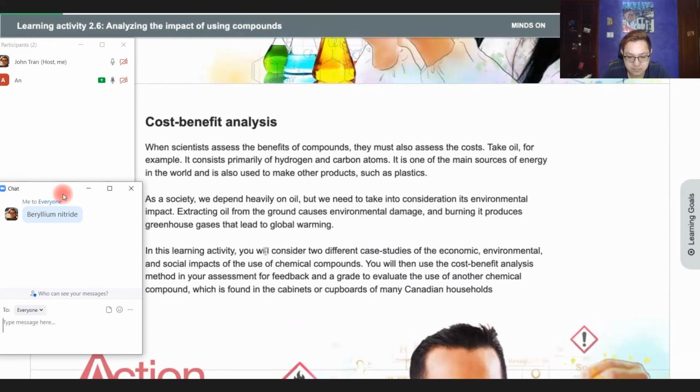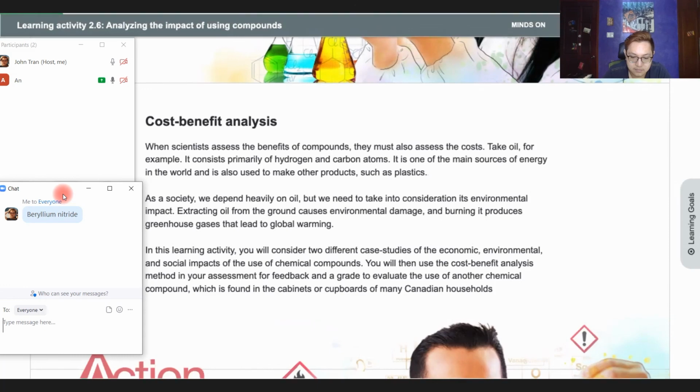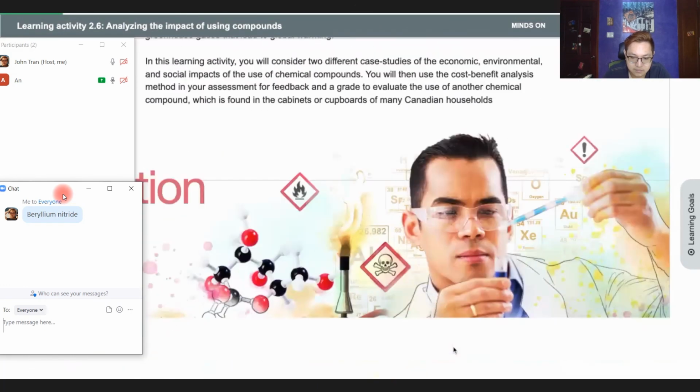In this learning activity, you will consider two different case studies of the economic, environmental, and social impact of the use of a chemical compound. You will then use the cost-benefit analysis method in your assessment of that chemical compound, which is found aboard many Canadian households.